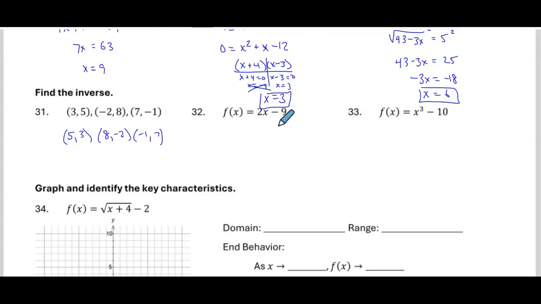Alright, if we have an equation, we'll put a y in to make the algebra easier. We'll switch the x and the y, and we'll solve for y. So if I add 9 to both sides, and then divide by 2, y would equal x plus 9 over 2. Change it back to inverse notation.